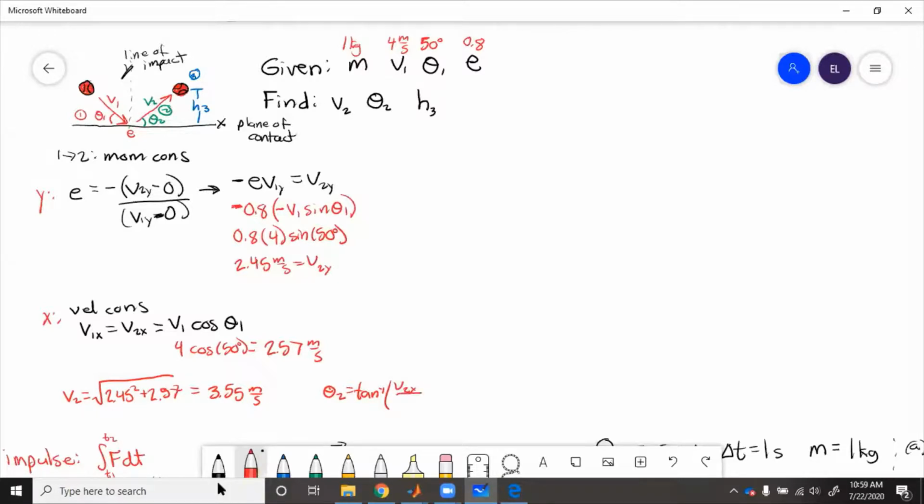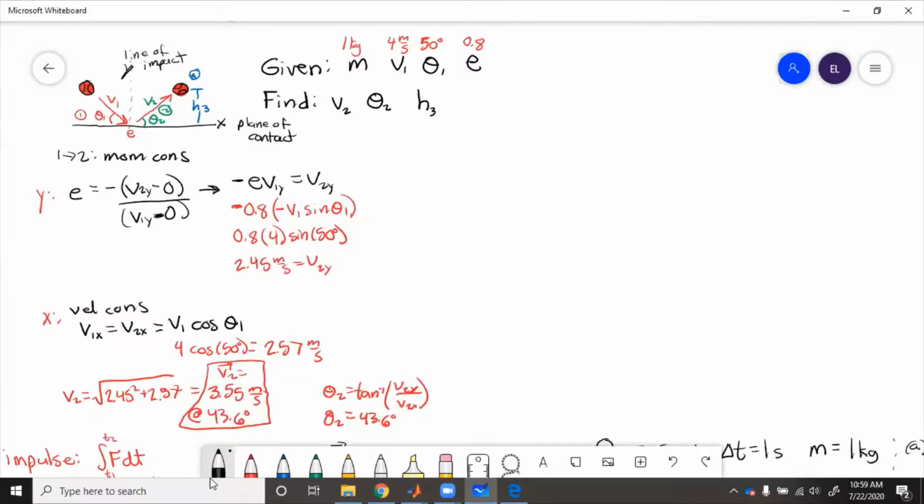And then the angle, theta 2 equals tan inverse of v2y over v2x, which we know, since v2y is smaller than v2x, this angle's got to be less than 45 degrees. And theta 2 equals 43.6 degrees. So that gives us the velocity at state 2.